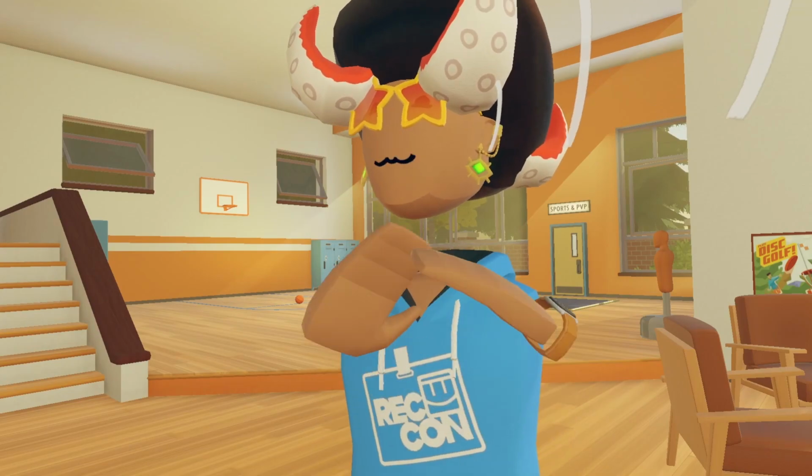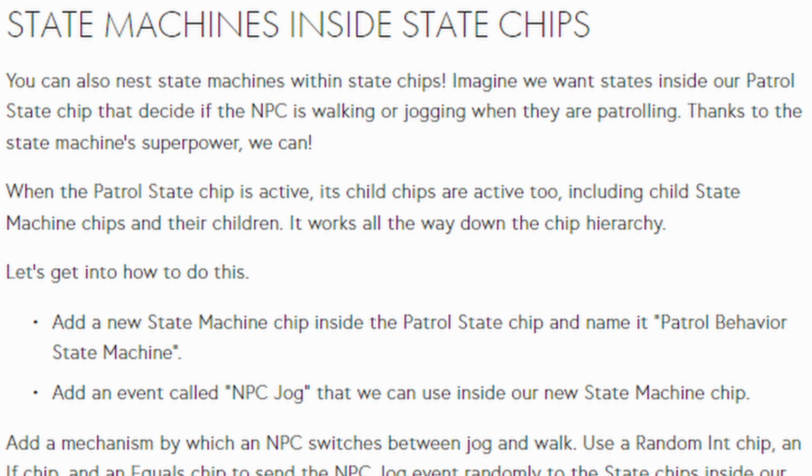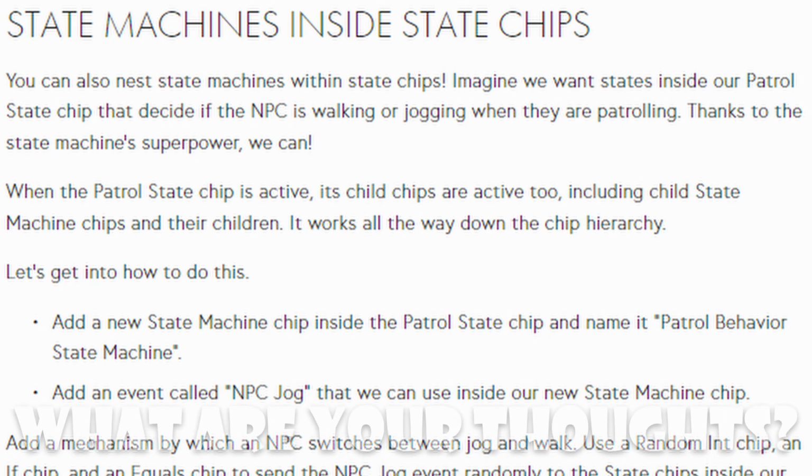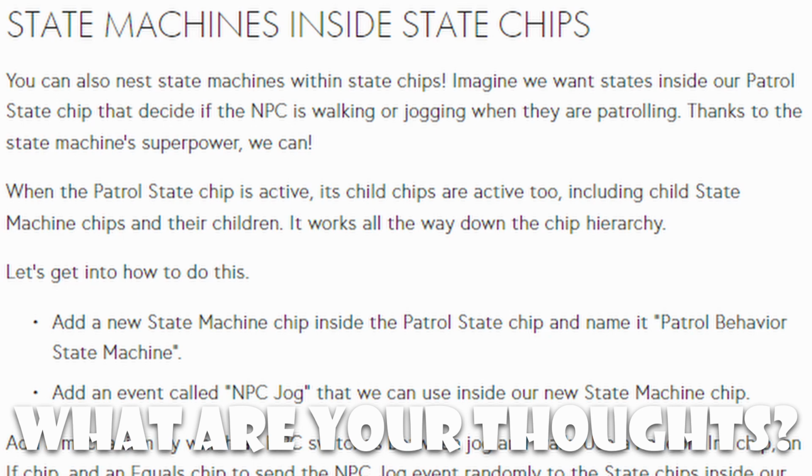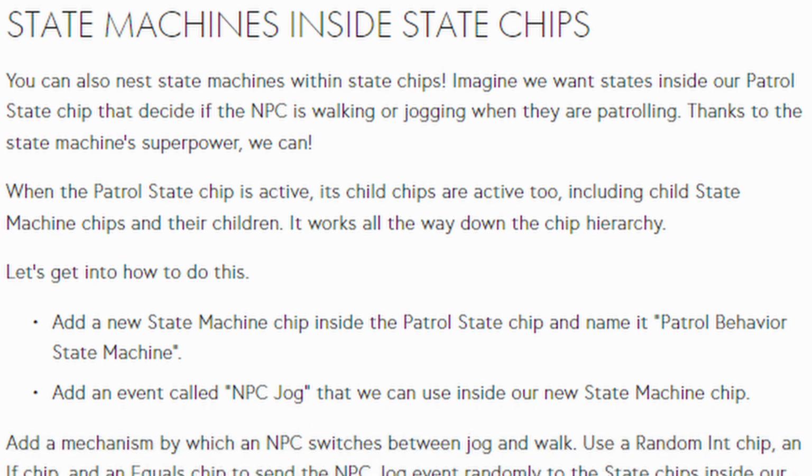Now, state machines can also go inside of state chips. They say you can also nest state machines within state chips. Imagine we want states inside our patrol state chip that decide if the NPC is walking or jogging when they are patrolling. Thanks to the state machine's superpower, we can. When the patrol state chip is active, its child chips are active too, including child state machine chips and their children. It works all the way down the chip hierarchy. Now let's get into how to do this.